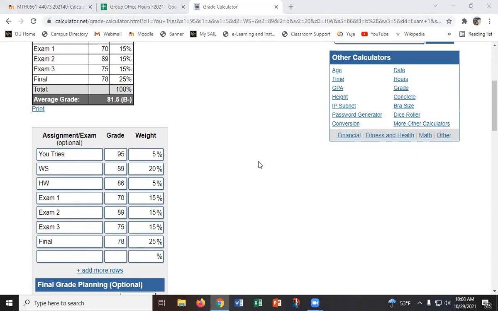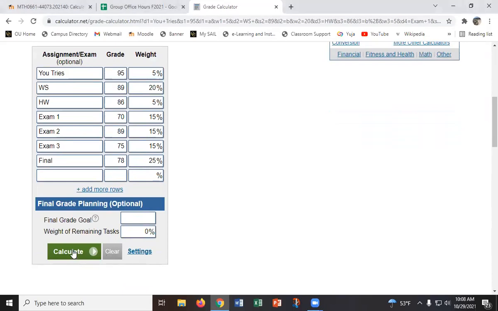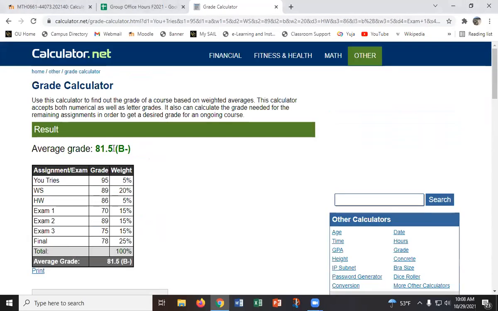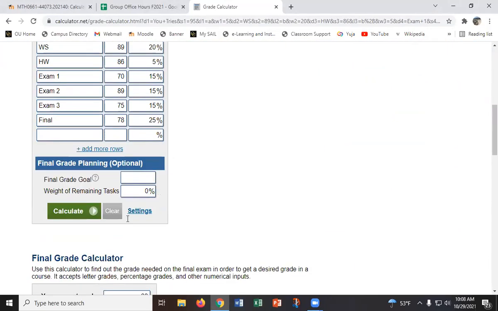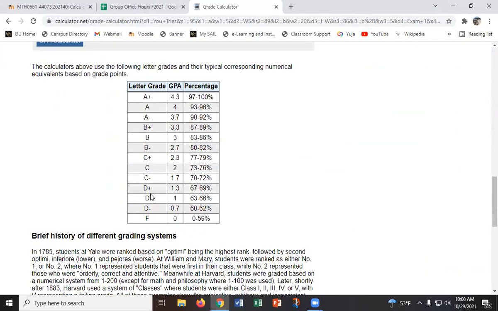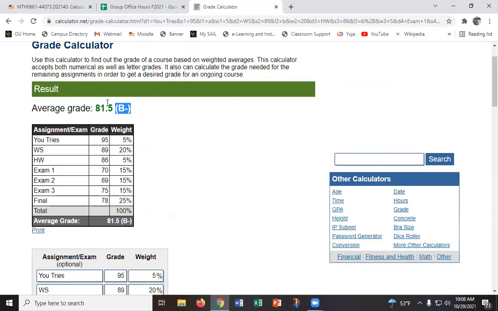For the exams, go to the Moodle page to see. Right now, you only see exam 1, but for the rest, just make some guesses, and then calculate. It'll give you this. Now, don't look at the letter, because here the letter is different than OWL. If you got 81.5%, it should be a B, not a B minus.